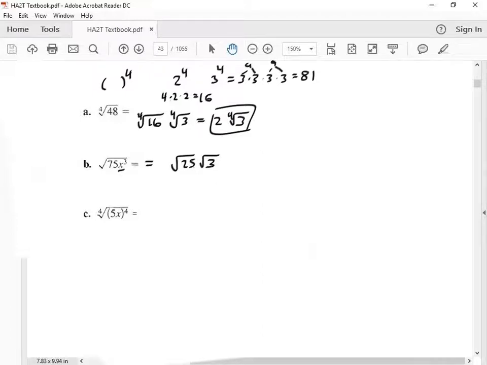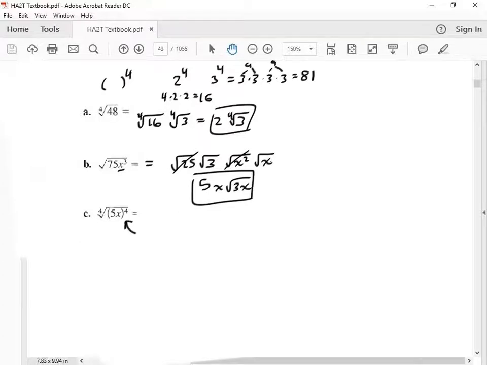Now what about this x to the third power? Well, I can split that up too to have a perfect square inside, and I'd be left over with an x. X squared times x is x to the third, and I can split it up. This and this are going to simplify to be 5x, and then the 3 and the x are going to stay inside the square root. That's how you simplify that one.